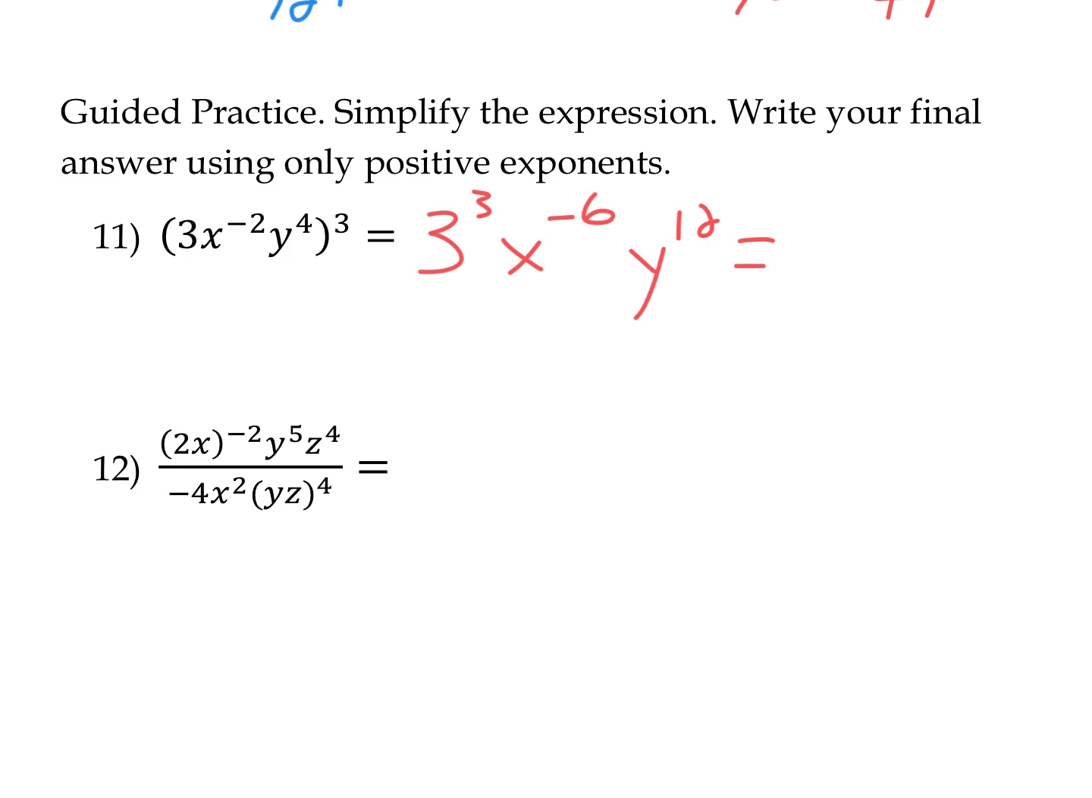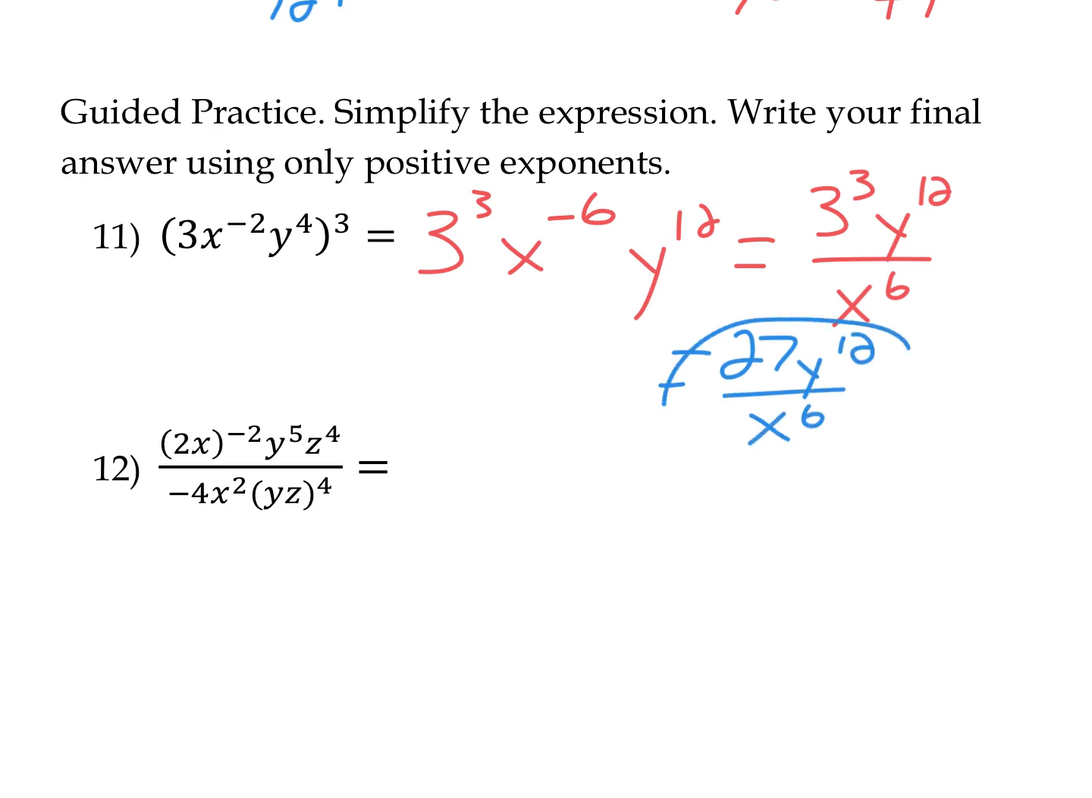So the next thing we could do is we'd have 3 to the third, y to the 12th, over x to the positive sixth. Only the base with a negative exponent gets moved as its reciprocal from numerator here to denominator with a positive exponent. And then we could also multiply 3 times 3 times 3, and we could write a final answer of 27y to the 12th over x to the 6th. So follow our properties of exponents, and when we have those negative exponents, know what to do with those in terms of writing reciprocals as positive exponents.